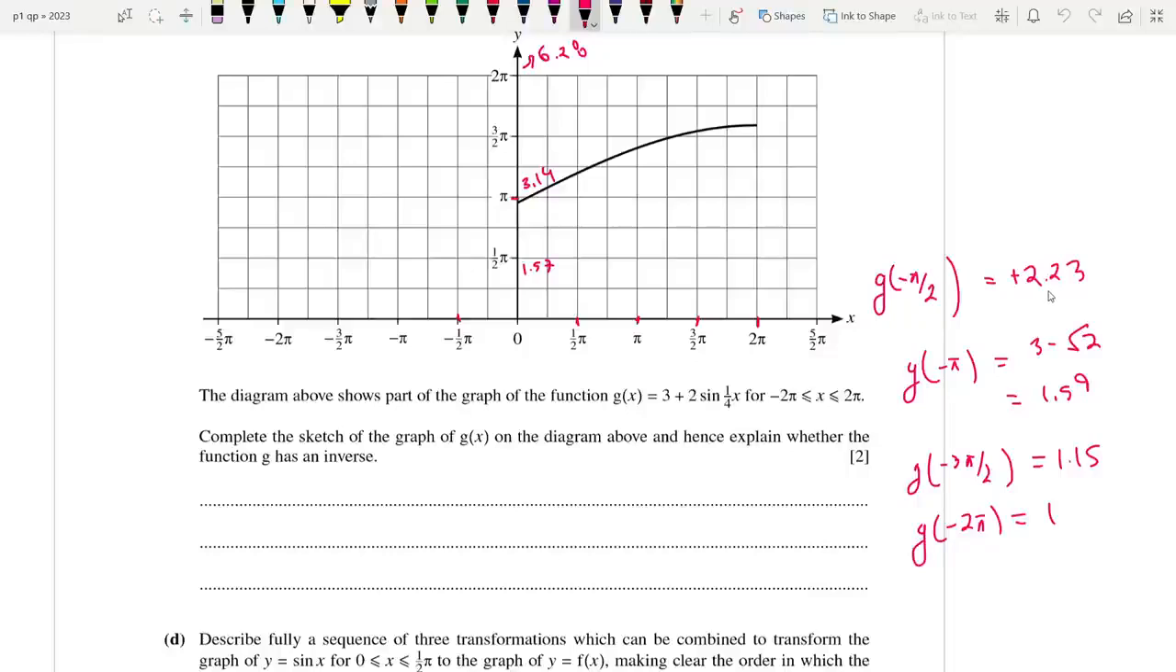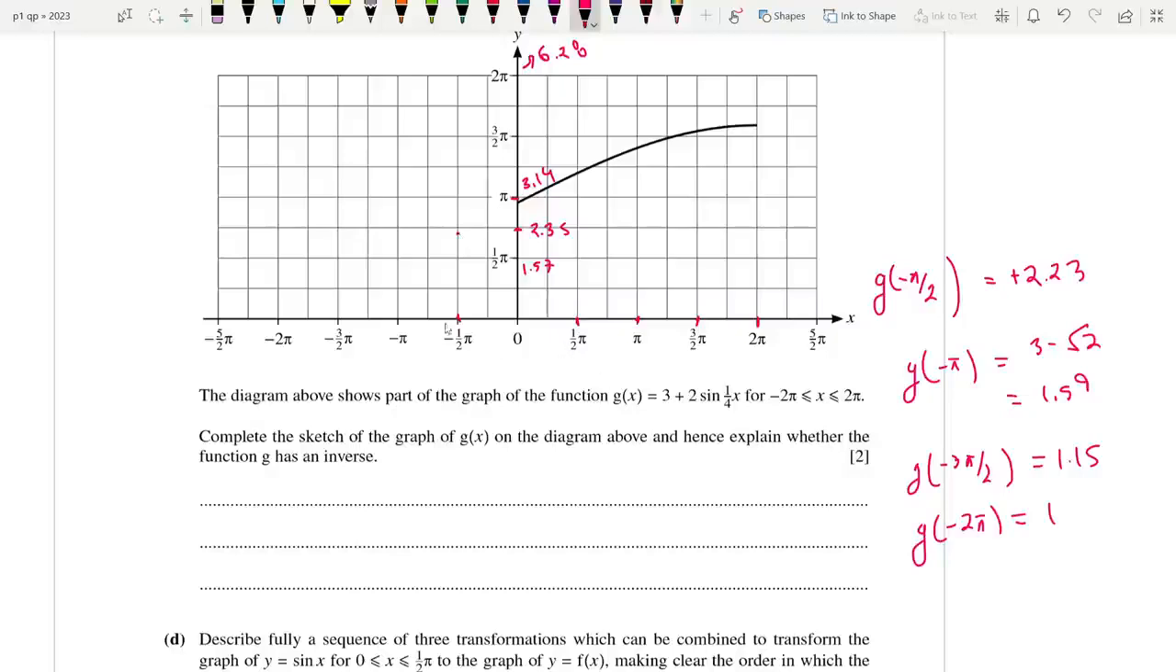Where is 2.23 going to lie? What is the value in between this? That is 3 by 4 pi, right? 3 by 4 into pi. That is 2.35. This is 2.35. Okay. So 2.23 is just below 2.35, so it should be somewhere over here.